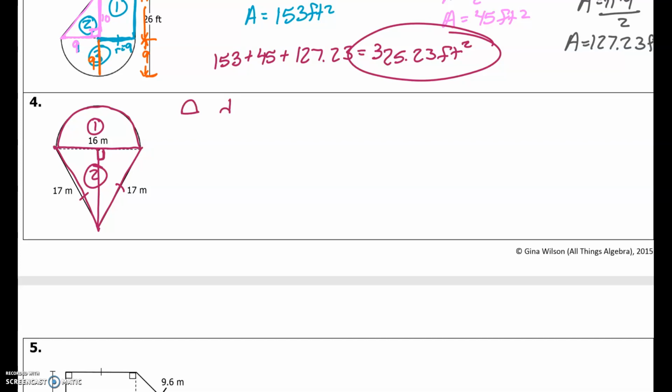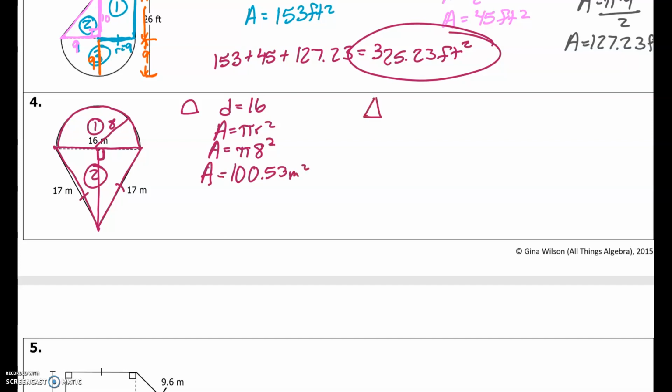So the diameter equals 16. We know that the area equals pi r squared, so in order to find our radius, all we have to do is take half of our diameter. So half of our diameter is 16 divided by 2, which is just going to give us 8. Then we're going to end up with 8 squared, which is 64, times 3.14, and that's going to give us a total of 100.53 meters squared for the area of that semicircle.